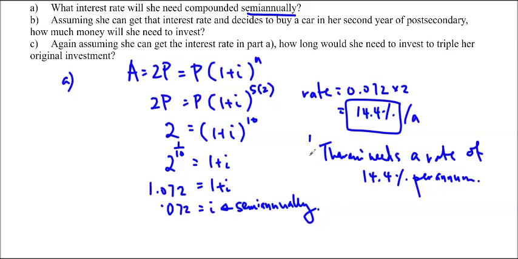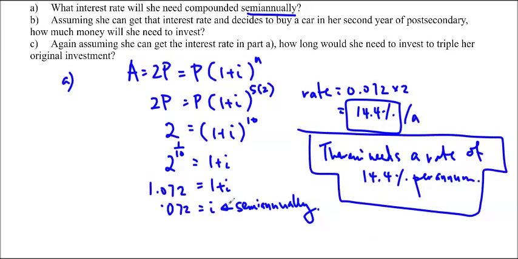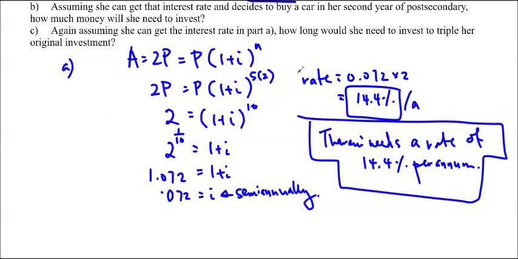Okay, so she's probably going to have to do some sort of aggressive investing in order to do that and not just put it in the bank. So assuming she can get that interest rate and decides to buy a car in her second year of post-secondary, how much money will she need to invest?